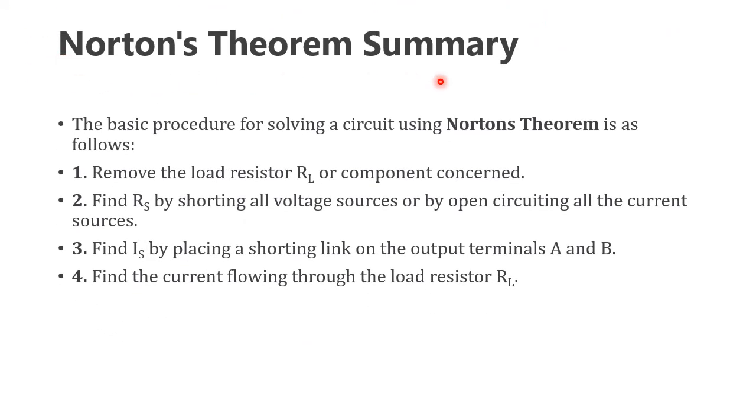Norton's theorem summary. Here are some basic procedures for solving a circuit using Norton's theorem. There are 4 steps. The first step is to remove the load resistor RL. Then we have to find the equivalent resistor. The third step is to find the supply current. The final step is to find the current flowing through the load resistor.